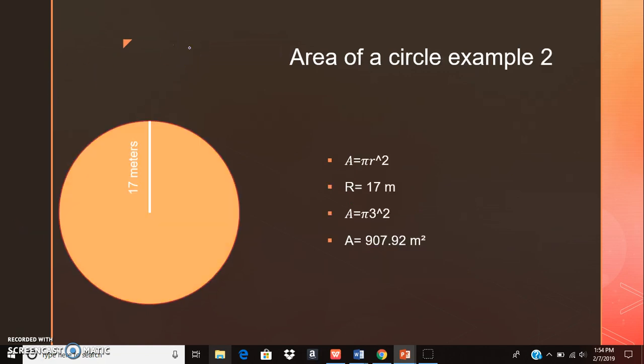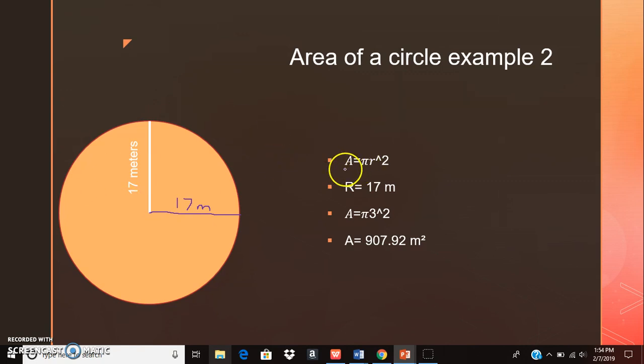And here's another circle. This one has the radius coming from a different spot. Like I said, you can do the radius from anywhere, and the radius is going to be the same. If I was to draw the same radius right here, this measurement would also be 17 meters because the radius is the same no matter where you draw it on the circle.